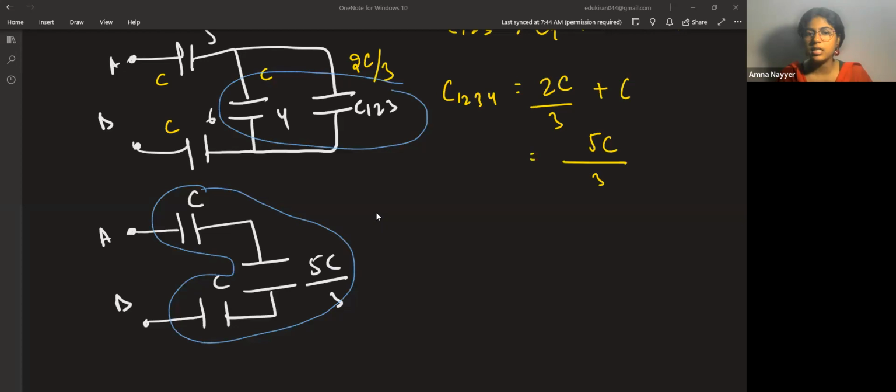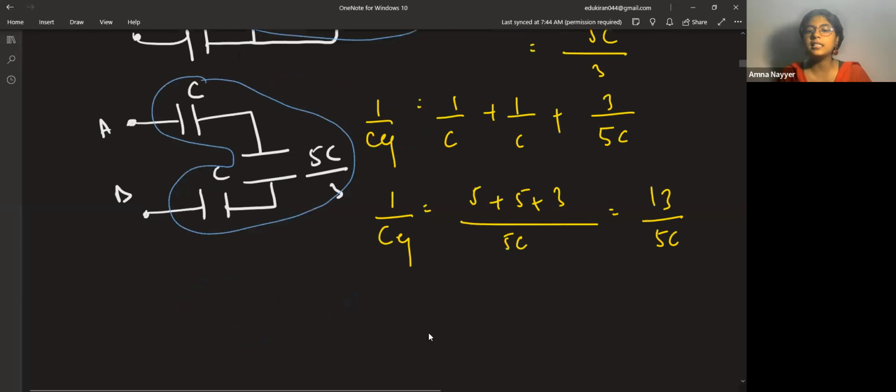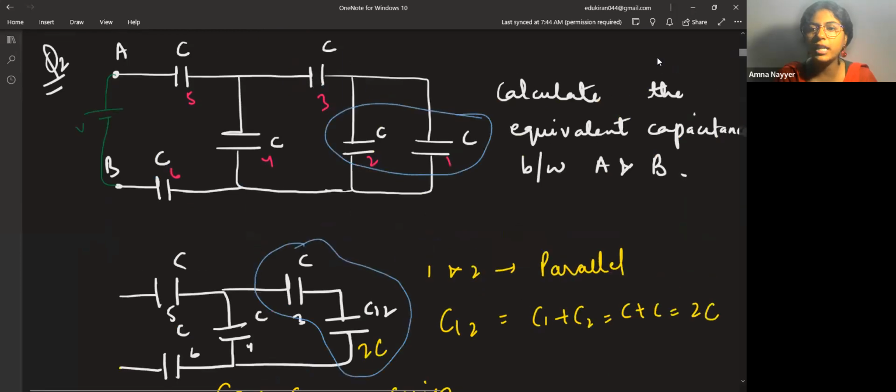Series combination. So 1 by final C equivalent will be 1 by C plus 1 by C plus 3 by 5C. This becomes 5 plus 5 plus 3, that is 13 by 5C. So 1 by C equivalent is 13 by 5C. So the final answer, that is C equivalent, will be 5C divided by 13. So this is our final answer. Note it down. Any doubts at any step, let me know.